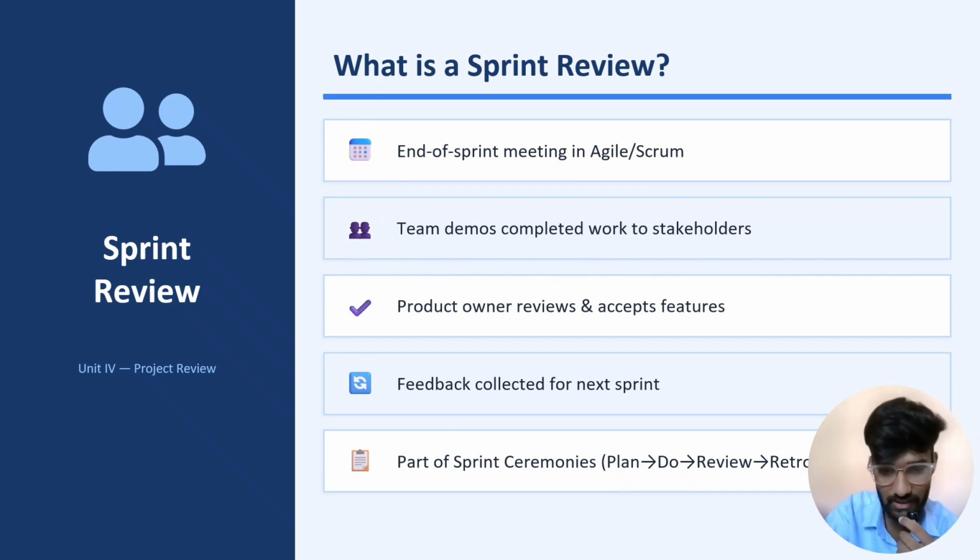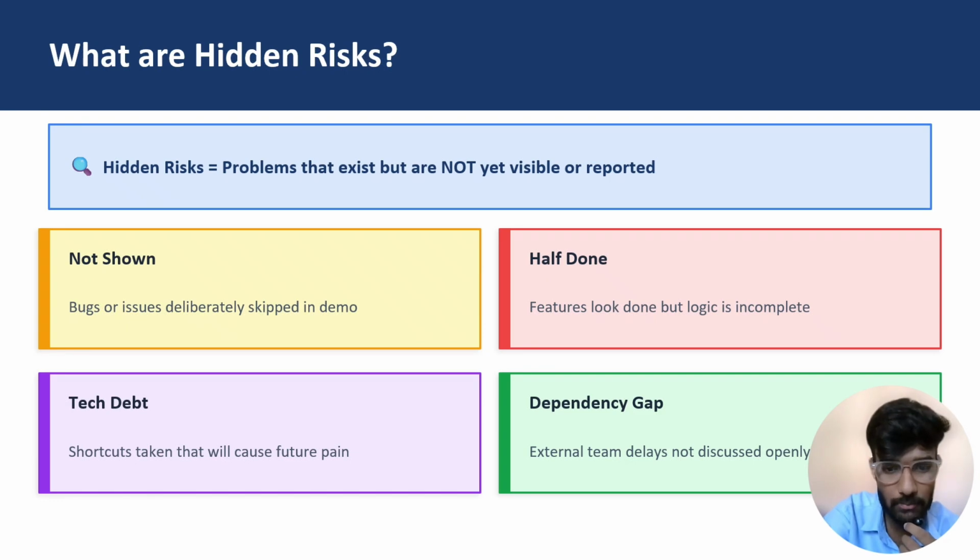So, what are the hidden risks? Hidden risks are the problems that exist in your project, but nobody talks about them. Like an iceberg, you see the top, but the danger is below. A feature looks done in demo, but breaks on mobile. Password stored without encryption. API never tested on production. These are the hidden risks.